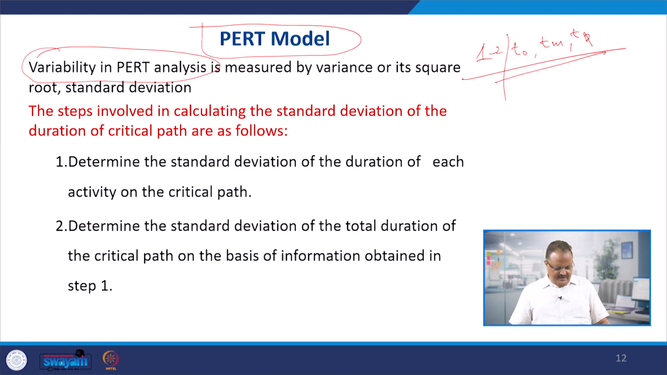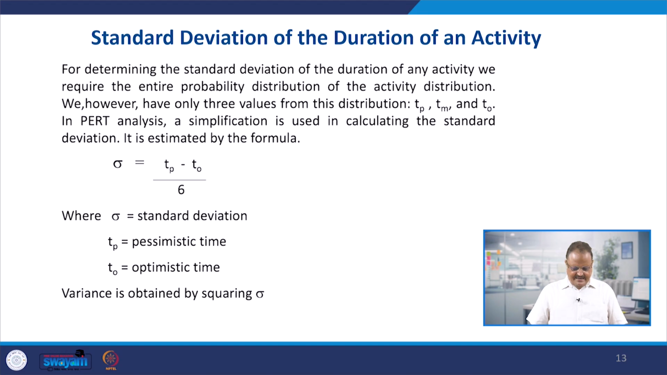Then number 2, determine the standard deviation of the total duration of the critical path, on the basis of the information obtained in step 1. So first activity, second, third, activity-wise you calculate the standard deviation of all the time durations, and then when you sum it up, you will be able to find out the total duration of the critical path. So we are going to use the concept of the standard deviation.